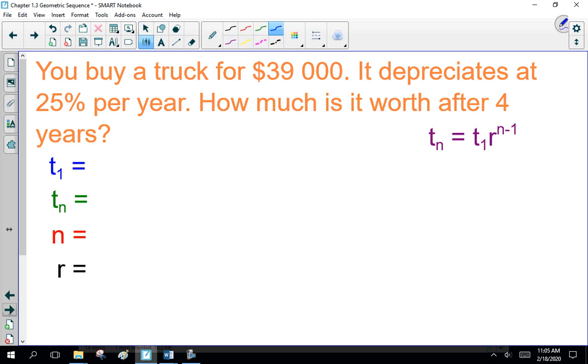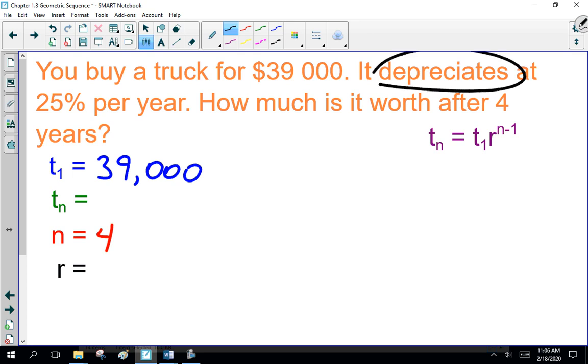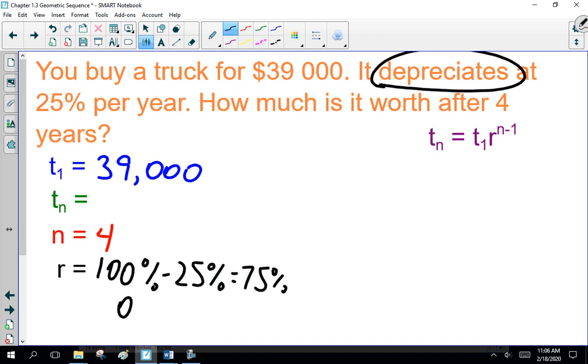So, what's my first term? 39,000. I'm asking what is it worth after 4 years. I don't know what that last term is, but what is n? 4. And Jacob just talked about the rate. Careful. Depreciates means it goes down. So it's 100% minus 25%, which is 75%, or 0.75.